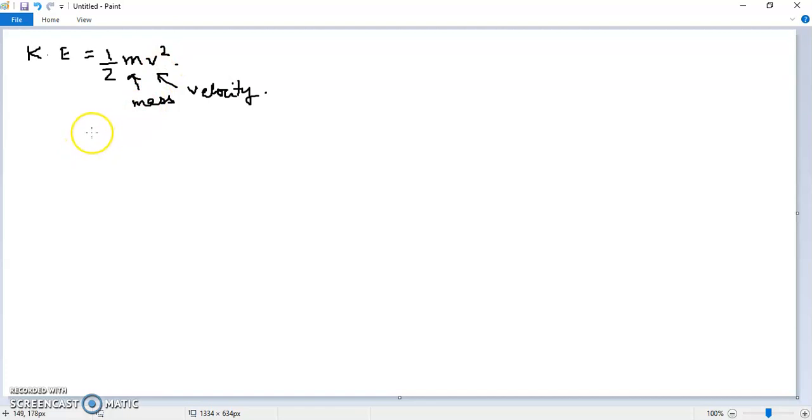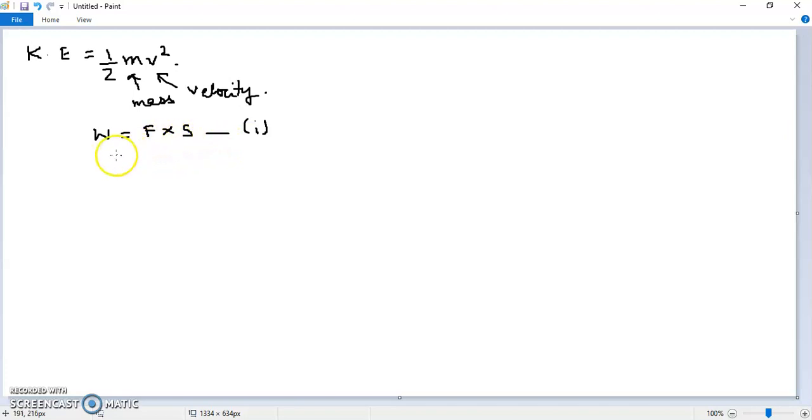For that, we should know that whatever work is done is stored in the form of energy, right? So initially, we need the expression for work done to derive the expression for kinetic energy, because this work done will be stored in the form of kinetic energy. So this is our first equation. W is equal to force into displacement.